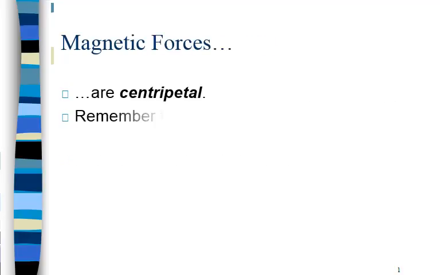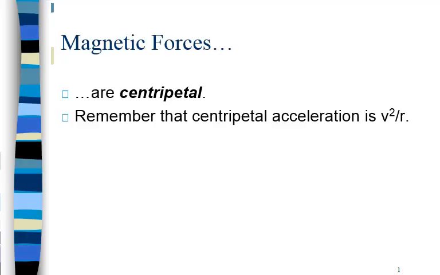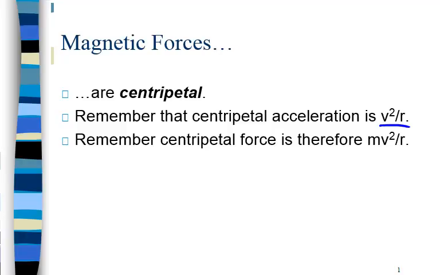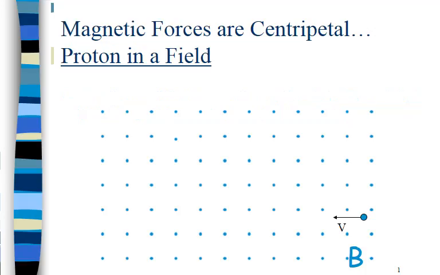So these forces are centripetal. Remember, a centripetal acceleration is v squared over r, and centripetal force is therefore mv squared over r. And we can take a look at a situation here. Let's say we have a velocity going to the left and the field is coming out of the page. So let's orient our hands. Go ahead and take your right hand and point towards the left side of the screen. Your middle finger should be coming at your face. Your thumb should be going up then.